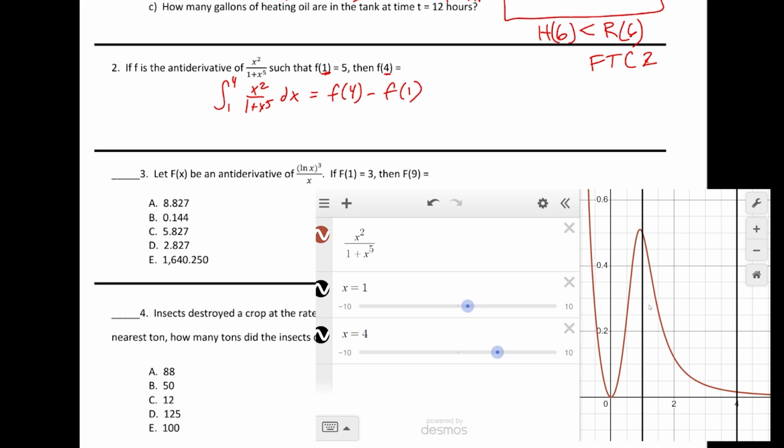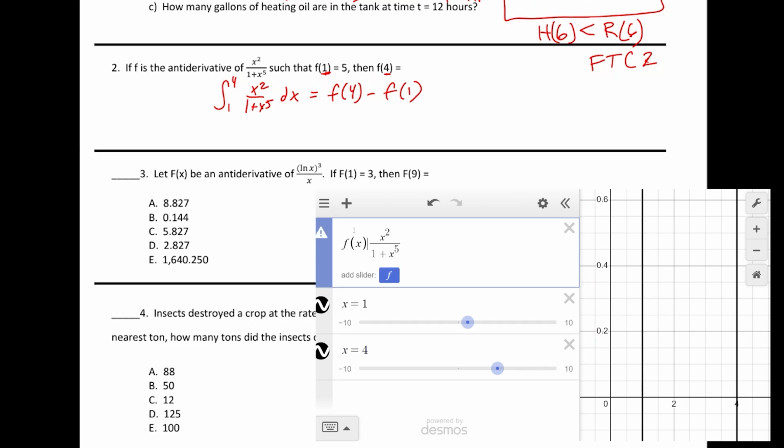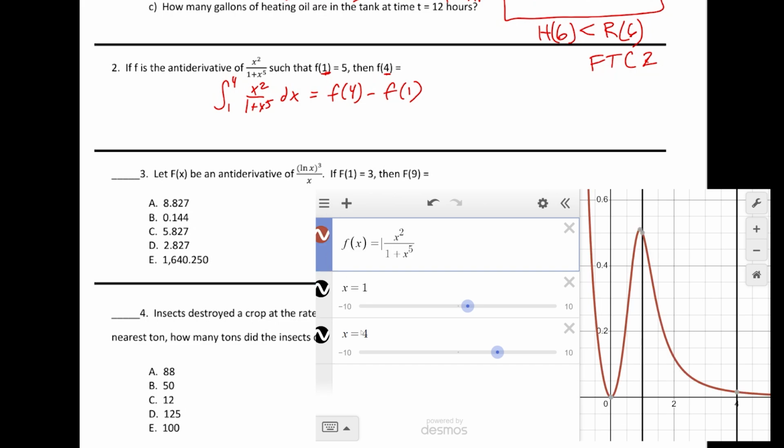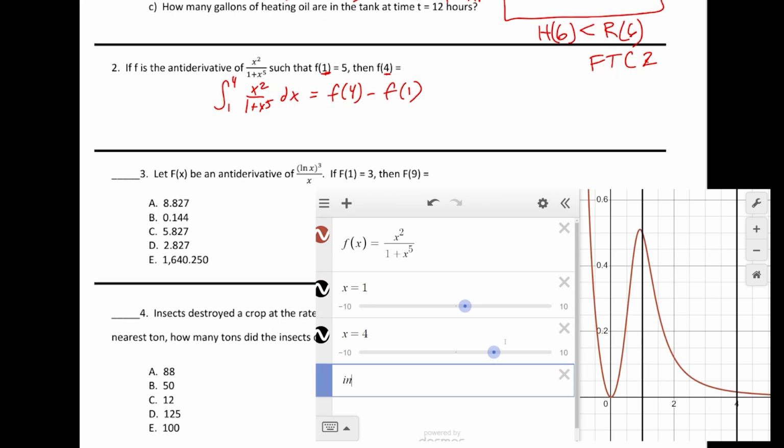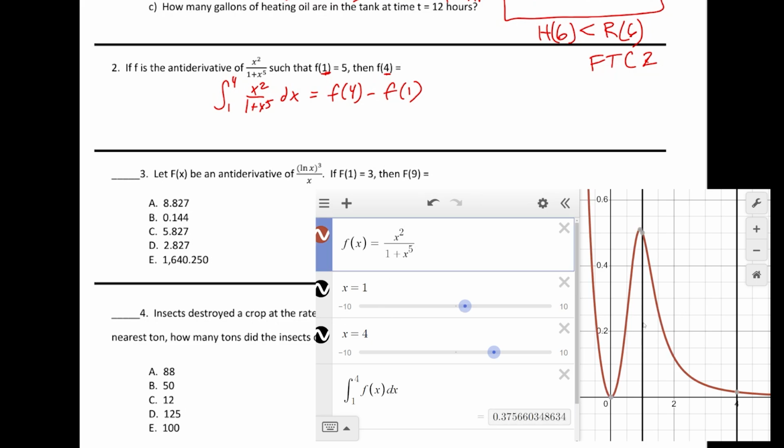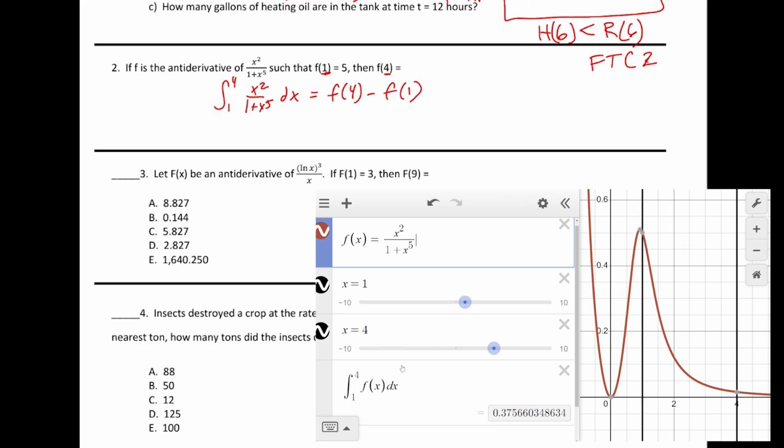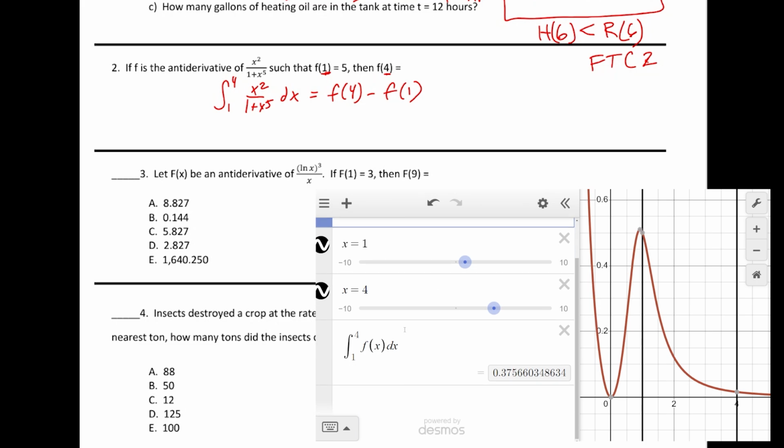So really what we're interested in here is the area underneath this curve, right? And that's what we're trying to find. And so if I call this function f, then I can say, all right, we want the integral from 1 to 4 of that expression. And you could have just typed it in, but I wanted us to be able to see what that graph actually looks like. So we get 0.375.